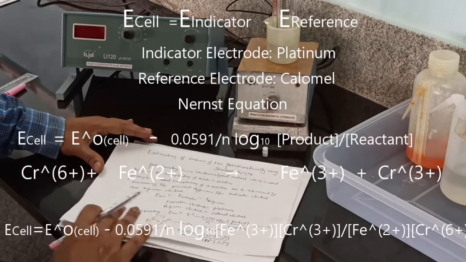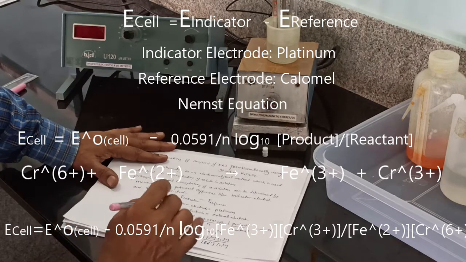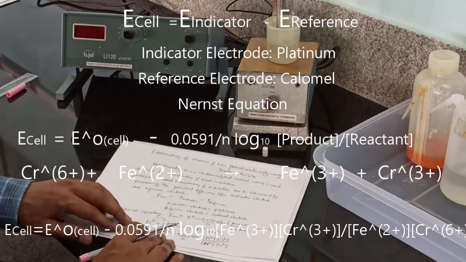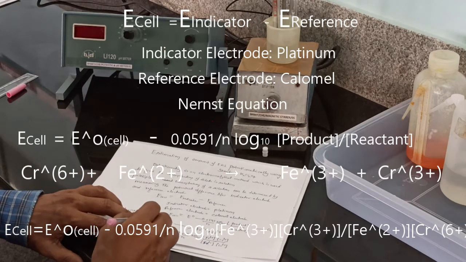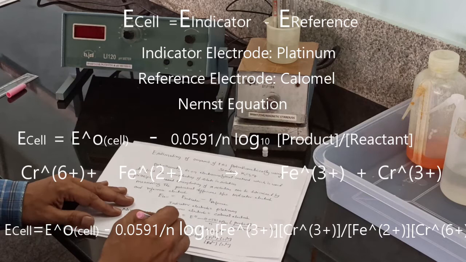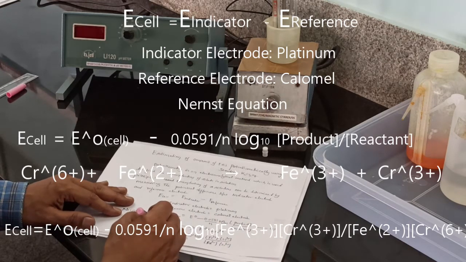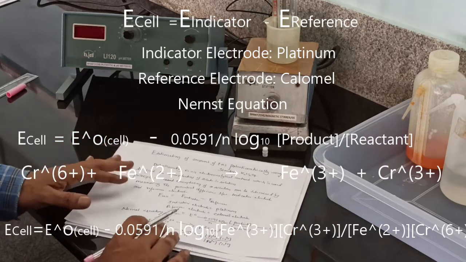So in this experiment, we have to estimate amount of FAS potentiometrically using a standard potassium dichromate solution. FAS means ferrous ions and dichromate is chromium 6 plus ion. So chromium 6 plus ion oxidizes Fe2 plus to Fe3 plus, and ferrous ions reduce chromium 6 plus to chromium 3 plus, and you know that this type of reaction is called a redox reaction.